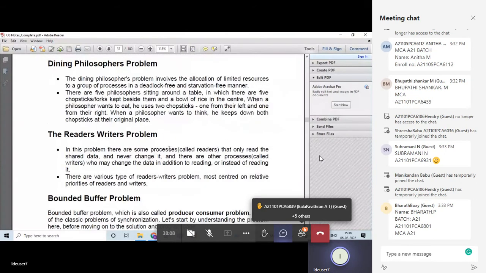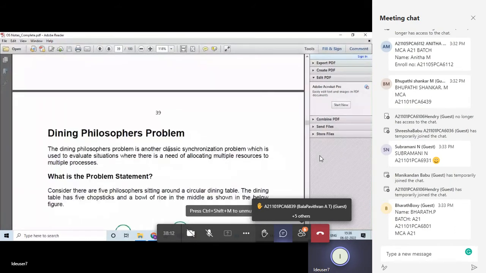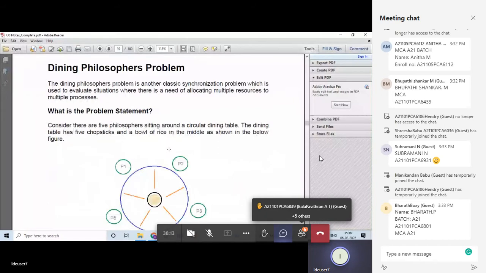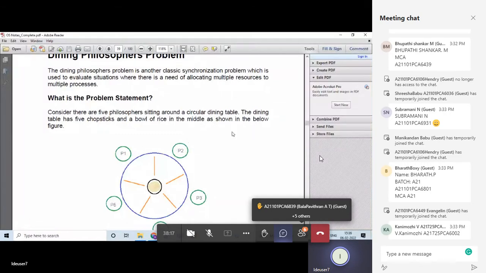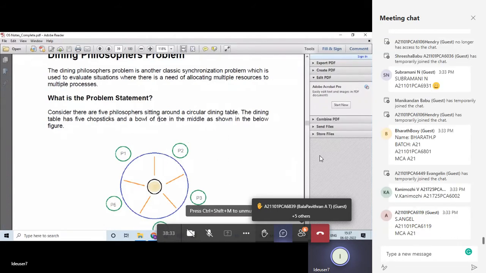Now the dining philosophers problem. Directly we will go to the problem statement. This will be very interesting, like a story. Consider there are 5 philosophers sitting around a circular dining table. These are the philosophers: P1, P2, P3, P4 and P5.